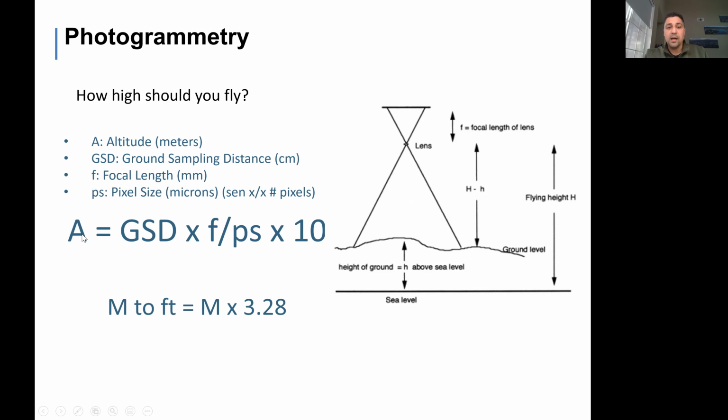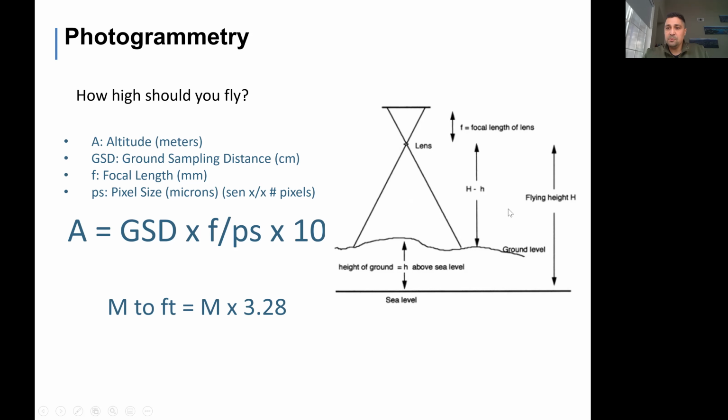This is going to be how high you fly. Now, these 1, 2, 3 things are going to be fixed. You're not going to change those. It's going to change from camera to camera if you have different models of camera or different models of drones. But if you're using the same drone every time, this and this are going to stay the same. This right here, called the GSD, is going to change, and we'll get into that here in a minute. But when this changes, ultimately your altitude is going to change as well.